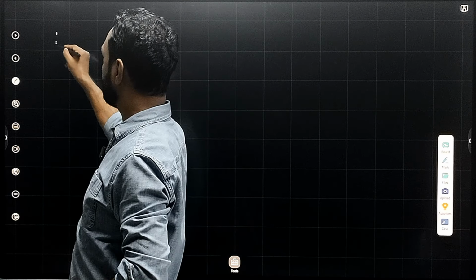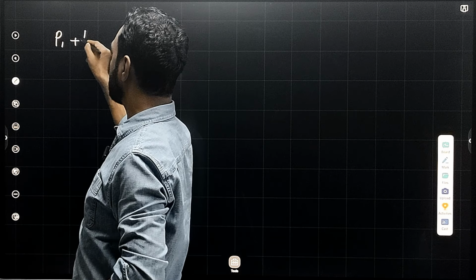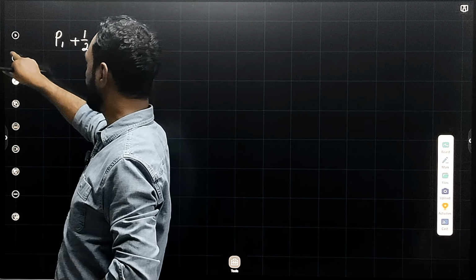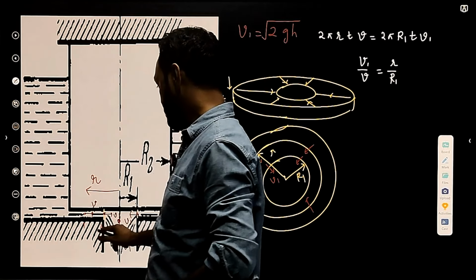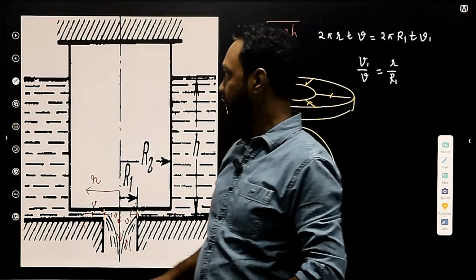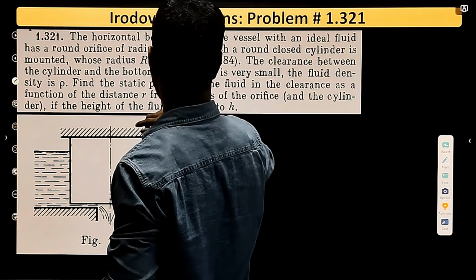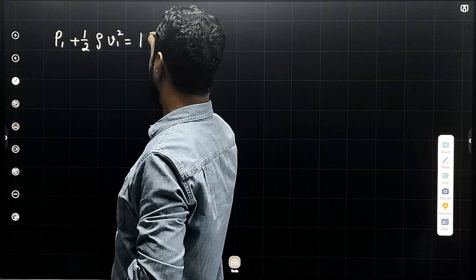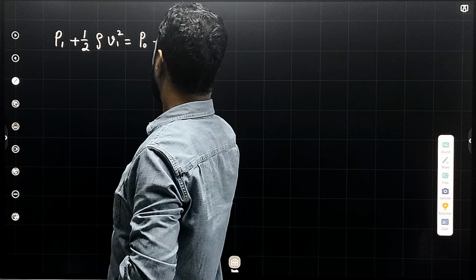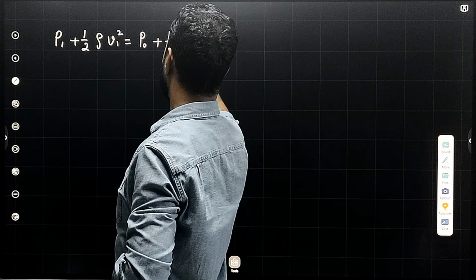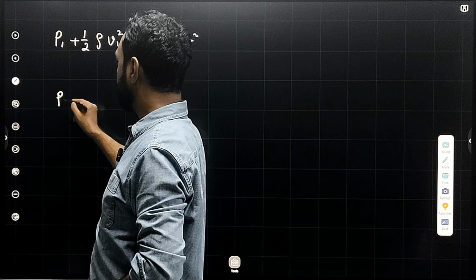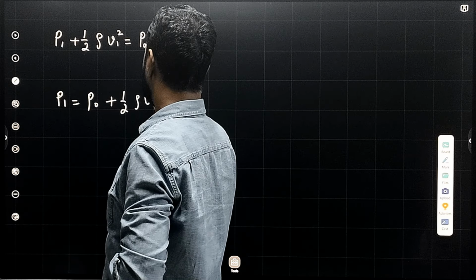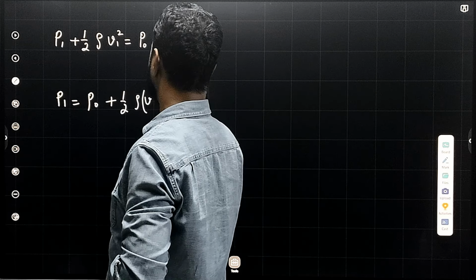So P1 plus half rho v square is equal to P2. This is now exposed to atmosphere, so here the pressure is P atm. Let me write P atm as P naught. So P naught plus half rho v1 square. So clearly this P1 is equal to P naught plus half rho (v1 square minus v square).